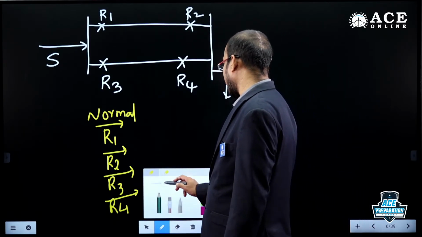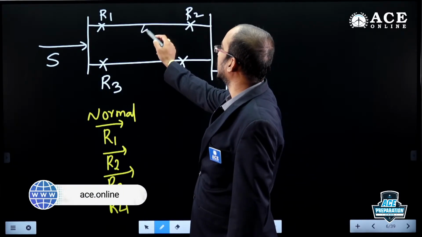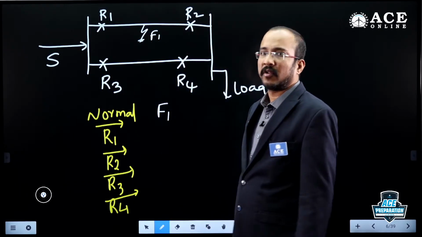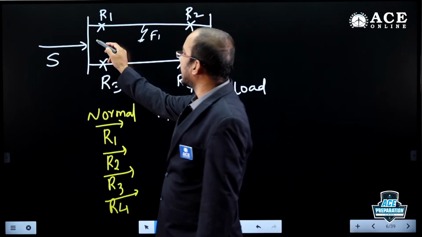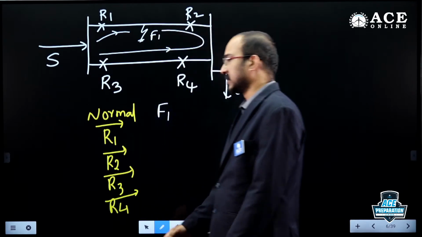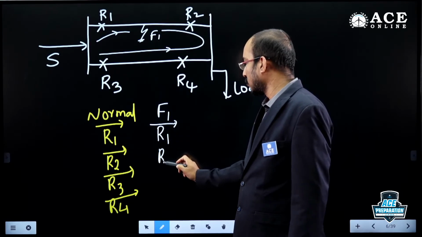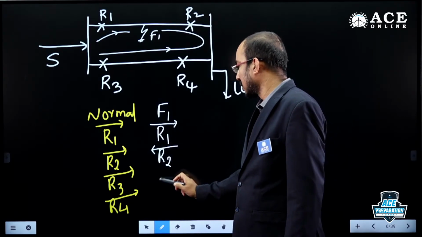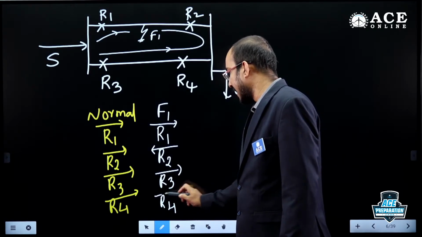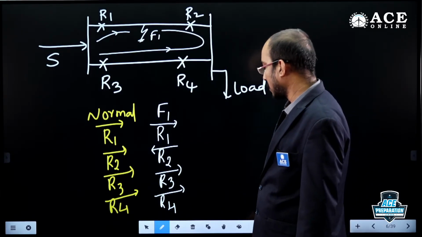Now let us take a fault in any one of the lines and observe the direction. So fault F1. For the fault F1, what will be the direction of current in the relays? R1 observes in the same direction, but R2 direction gets reversed. R3, R4 will be the same as normal current direction. Yes or no? This is the direction of currents in the relays due to the fault F1.